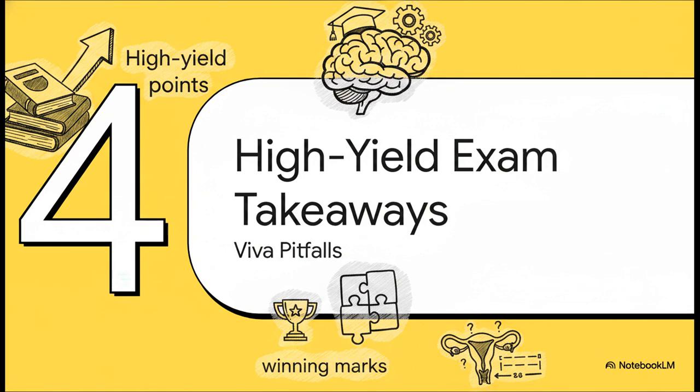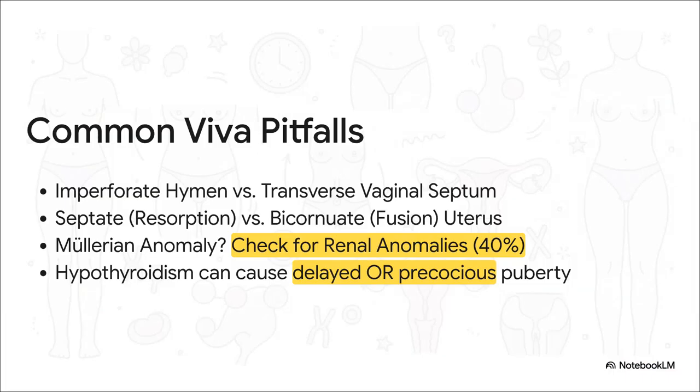Let's pull everything together into the most critical high-yield points. This is the stuff that's going to win you marks in your theory papers and your vivas. These are the traps you absolutely must avoid. First, always mention a transverse vaginal septum as a differential for an imperforate hymen. Second, master the difference between septate and bicornuate, resorption versus fusion, and that all-important normal external contour of a septate uterus.